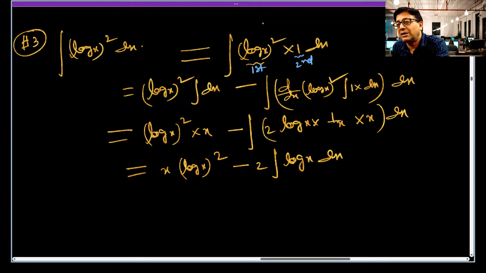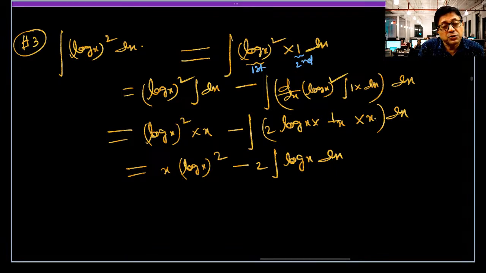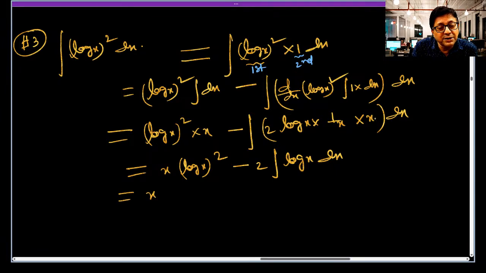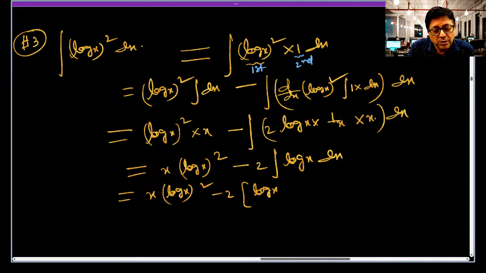This one we have just done. We have to do once more. If integration is not finished, you integrate once again. It is not finished, so we have to proceed. You write x into log x whole square minus 2 integration of dx minus log x integration 1 by x dx.